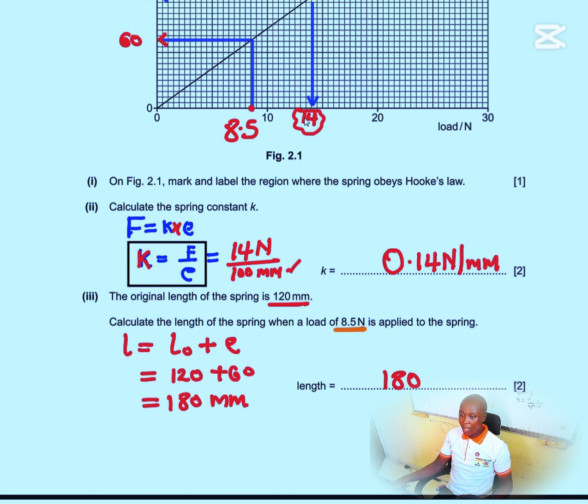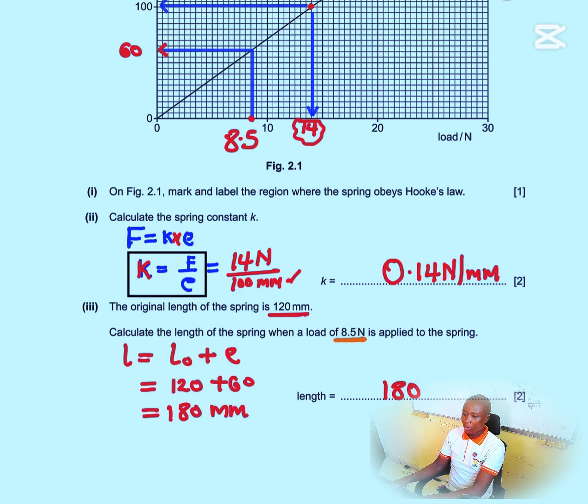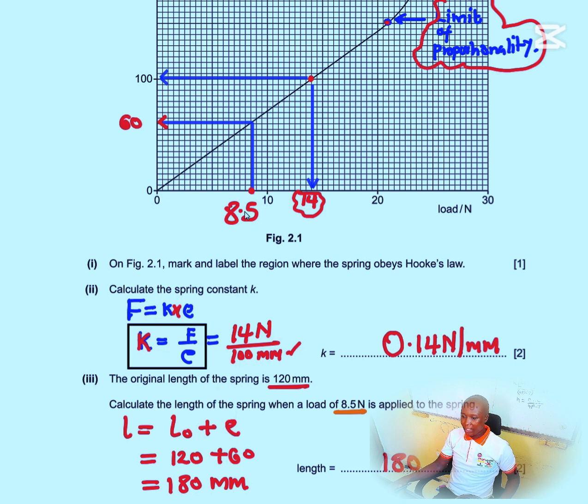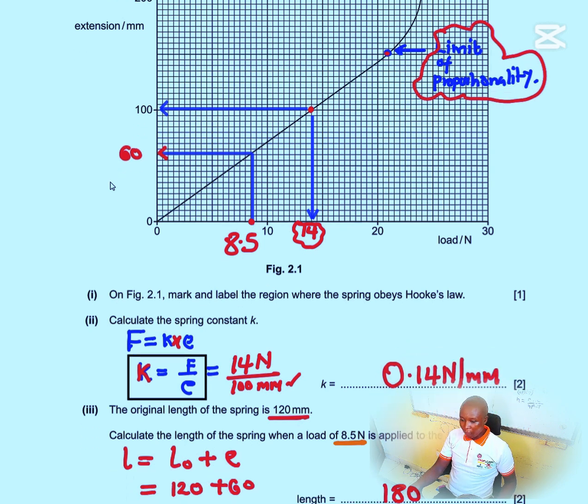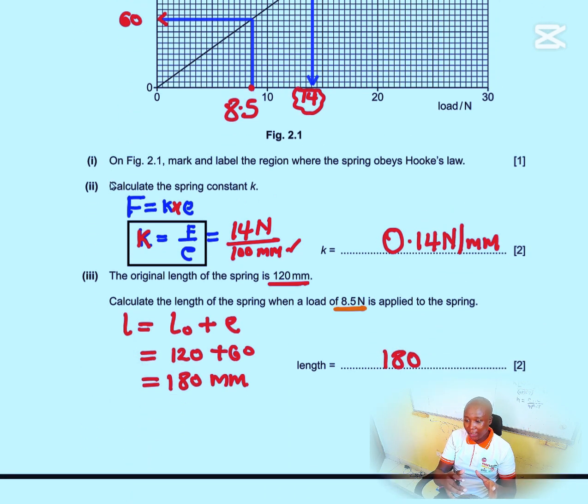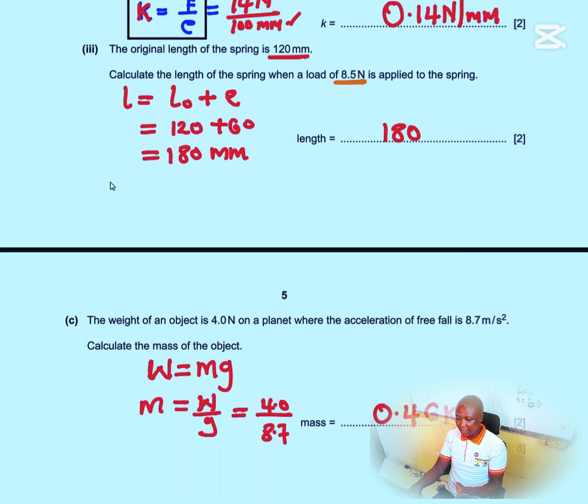So we are going to go to our graph. Once we go to our graph, we check where we have 8.5 Newtons, and then we read what the extension is when we have a load of 8.5. When I did that, I got 60 millimeters. So for you to get the new length, it will be the original length plus the extension. Extension is by how much it has stretched, how much the length has increased. So we are going to add 120 plus 60. We are going to get 180 millimeters.